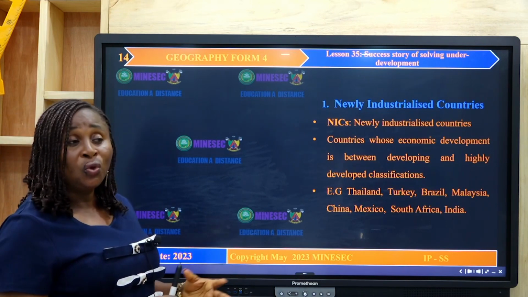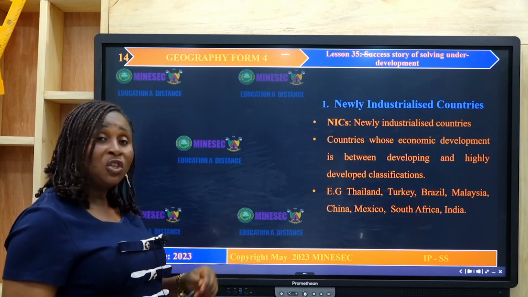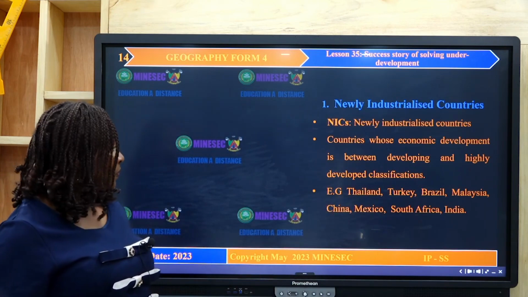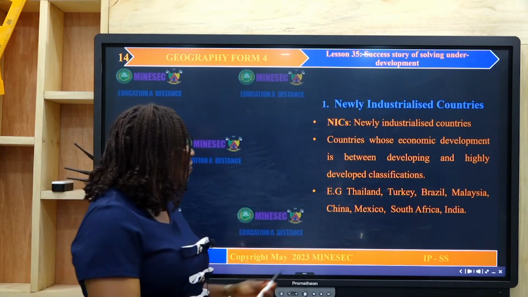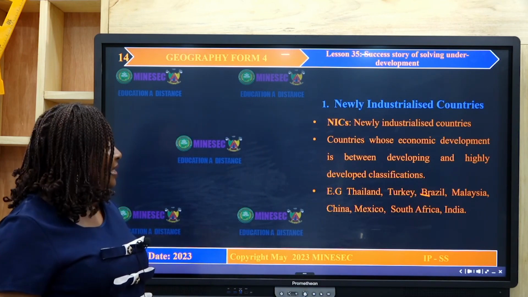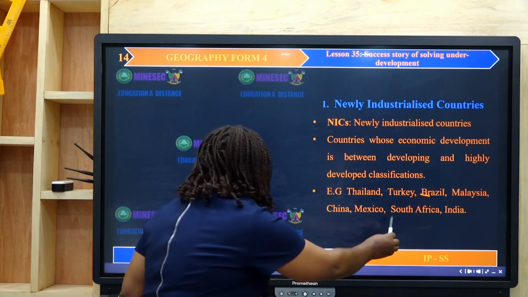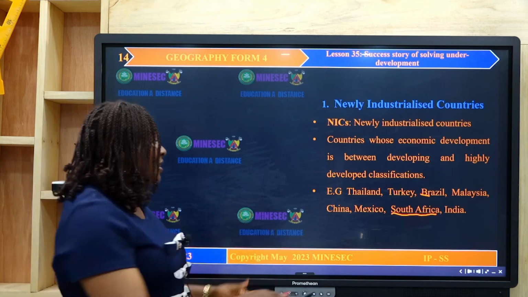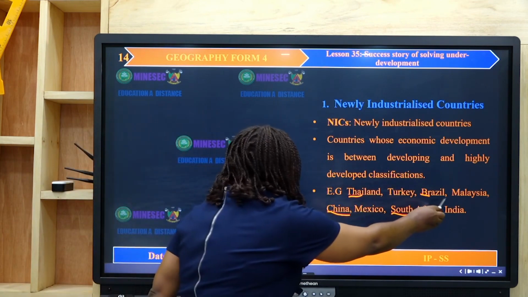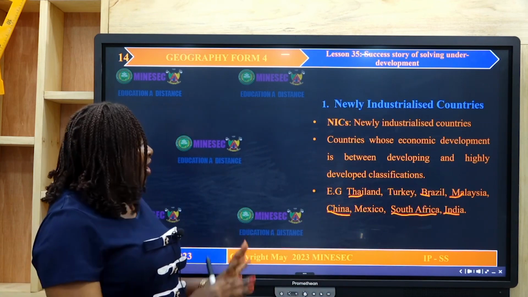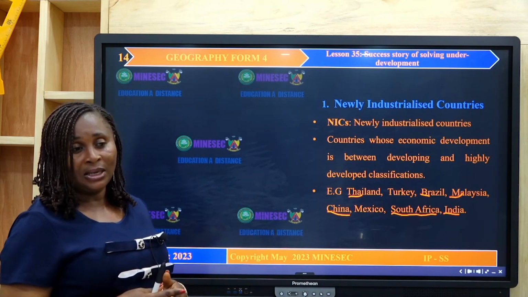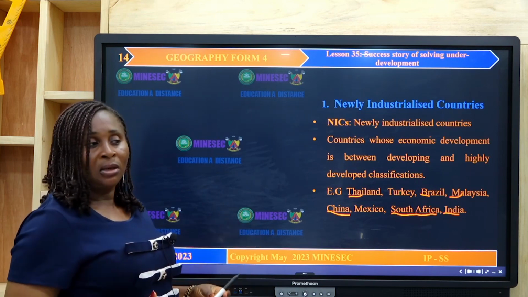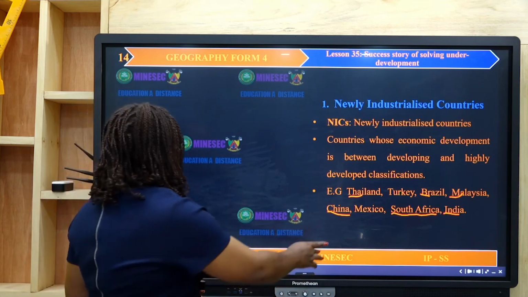Which of these countries today are classified as newly industrialized countries? If we go to Europe, Turkey is a newly industrialized country. If we go to South America, we have Brazil and Mexico as newly industrialized countries. If we come to Africa, South Africa is an emerging nation. And if we go to Southeast Asia, we have Thailand, China, Malaysia, India, Taiwan. Now, all these Southeast Asian countries which have come out of poverty are seen today as the tiger nations. They have grown economically. They have grown so much so that they are almost getting to the advanced industrialized countries.